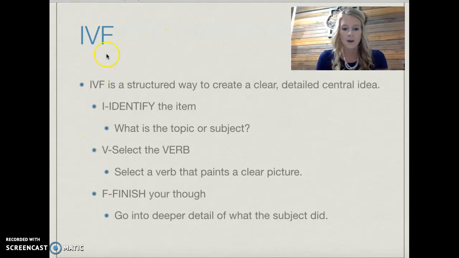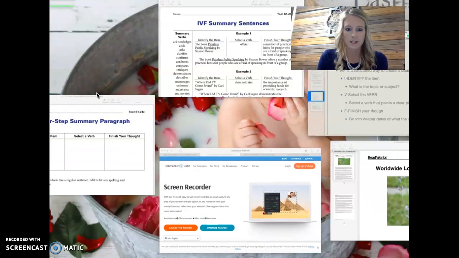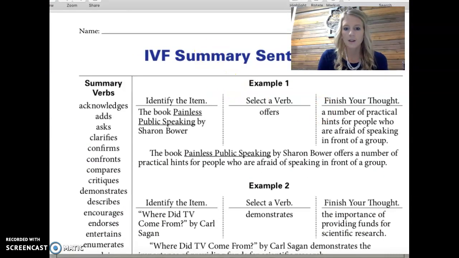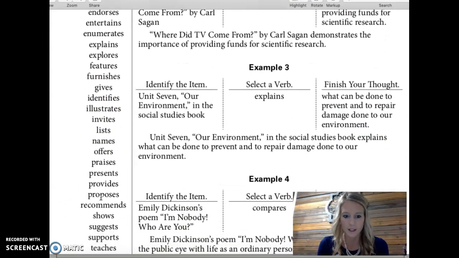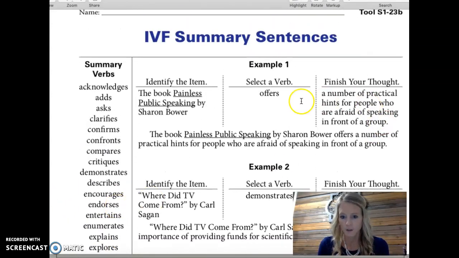I want to go over real quick just what this is. This is called an IVF summary sentences. You read an article, and within the article you need to identify the item. This is just an example, and it says the book Painless Public Speaking by Sharon Bauer. That's what the article was about. It was a book, that was the title, this is who it was by. The verb that they selected came off the side over here, and they chose offers.